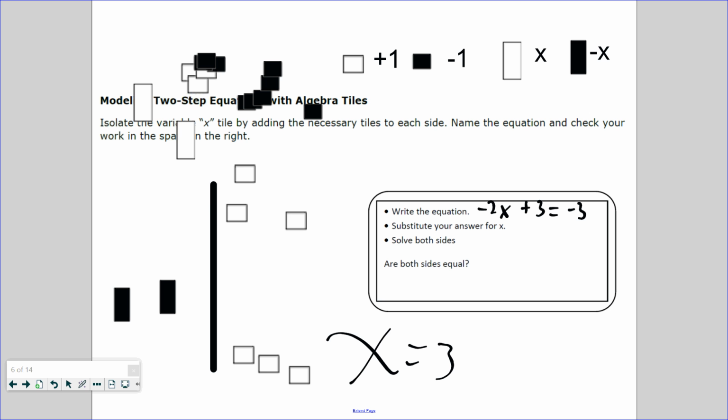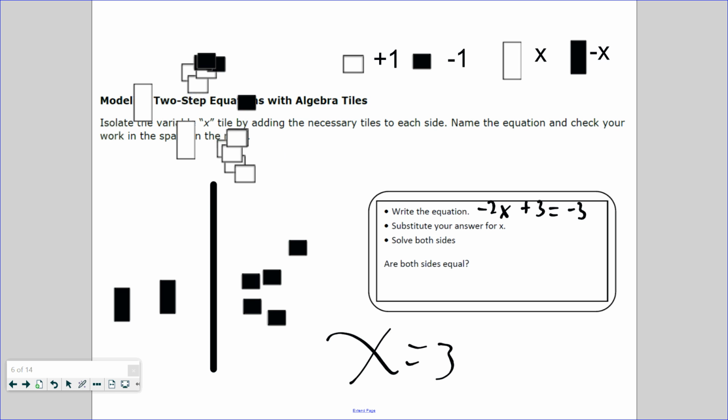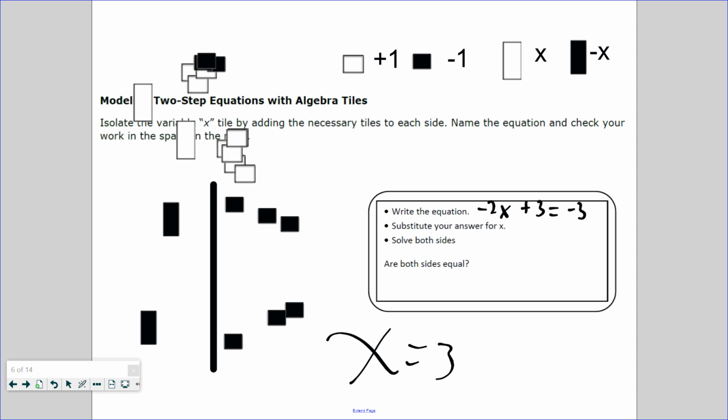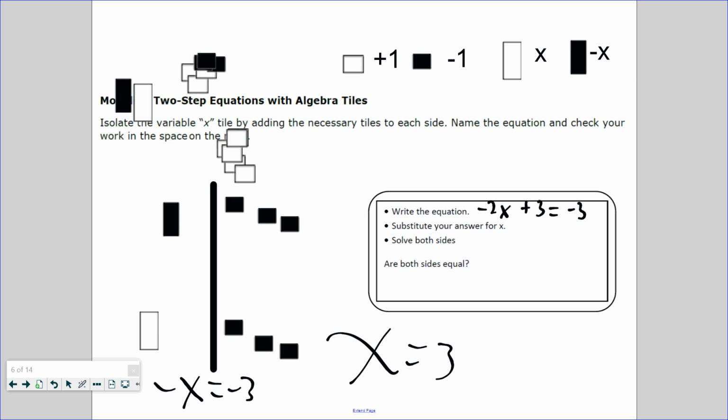Let me take all these away. This is another way I could have done it. So we had this. You could do it this way. How many negatives go to each negative x? 3 of them. So negative x equals negative 3. I want to solve for x, so I turn it over, and that's where I get x equals 3.